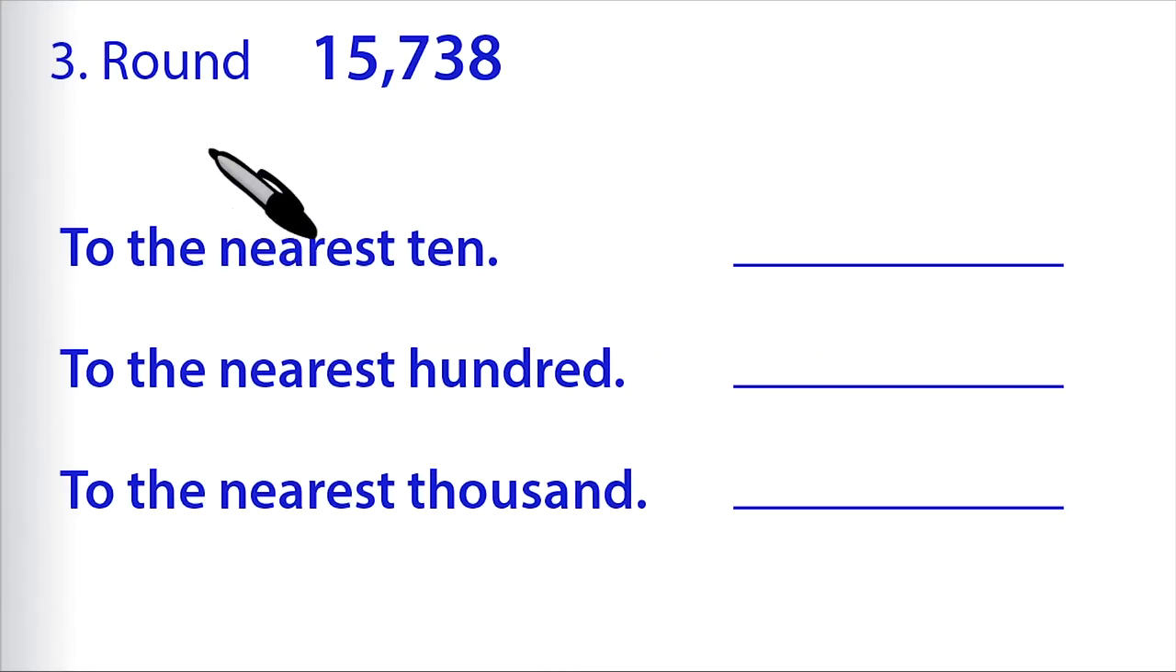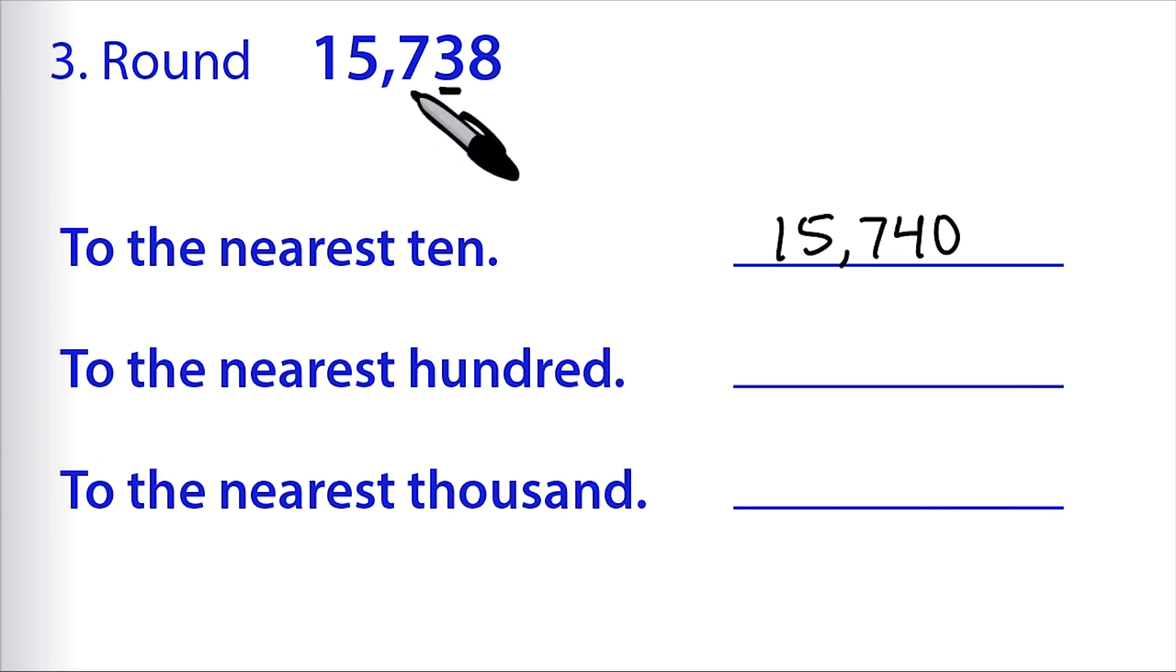For problem 3, we need to round this number here, 15,738. We need to round it to the nearest 10, to the nearest 100, and to the nearest 1,000. To round to the nearest 10, our target digit is this 3 here in the tens place column. And we need to look at the digit to its right and determine whether to keep it the same or raise it up 1. Since this is an 8, we need to raise this 3 to a 4. We're going to round up to 15,740.